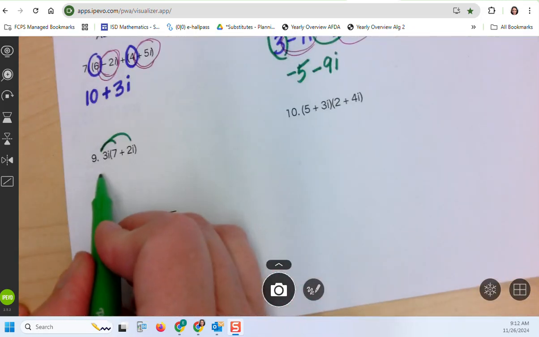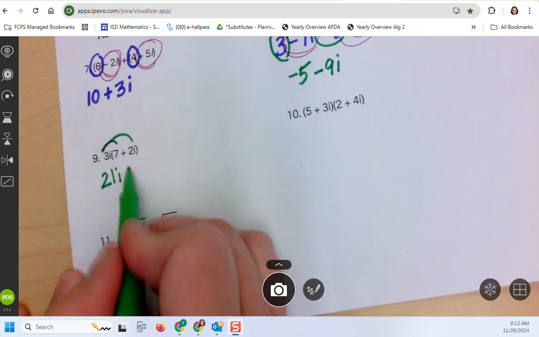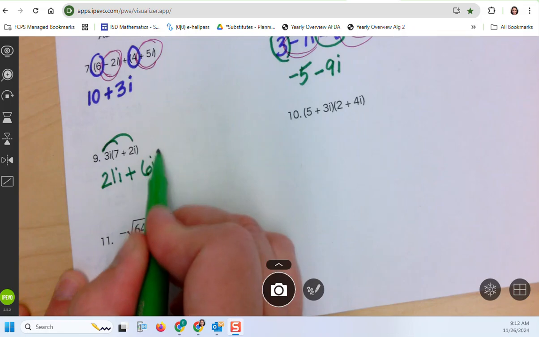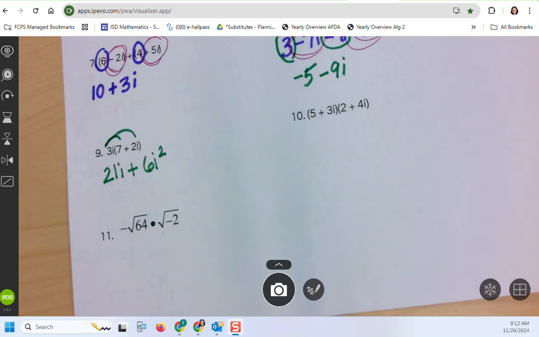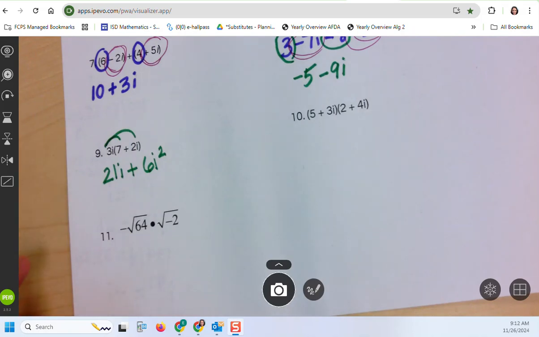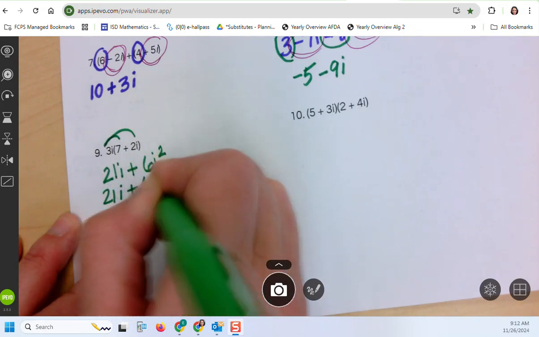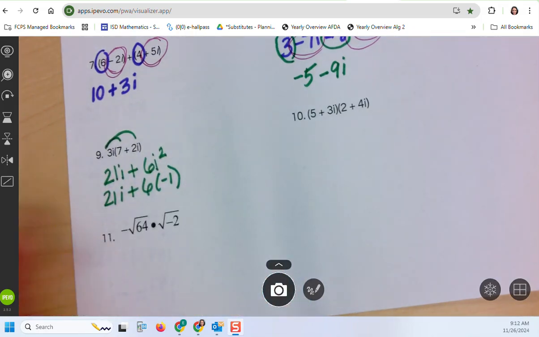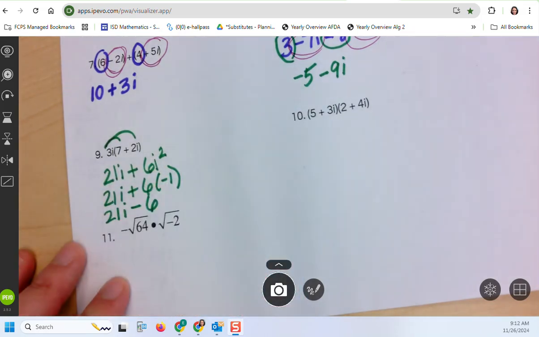Just like before, 3i times 7 will be 21i. And 3i times 2i is going to be 6i squared. And if you were working ahead, you probably got that. However, can we think back? We know what i squared equals. What does i squared equal? Negative 1, yeah. i squared equals negative 1. So if you stopped here, you need to do one more step where we replace i squared with negative 1. So we have 21i plus 6 times negative 1, which just makes negative 6. So 21i minus 6 is your final answer.